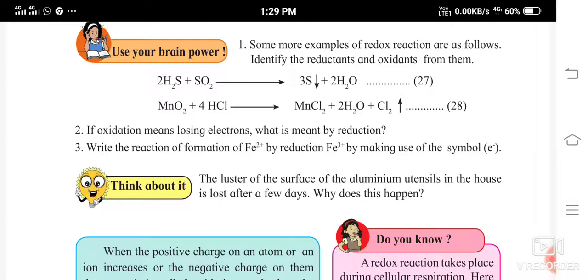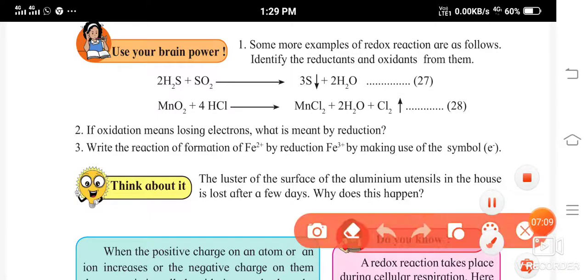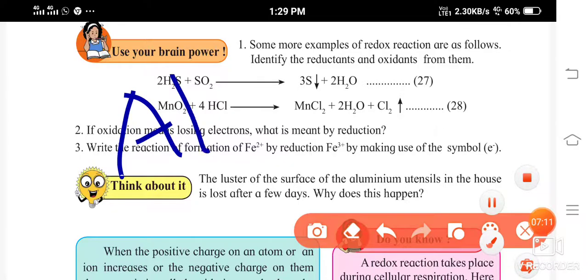The luster of the surface of the aluminium utensils in the house is lost after a few days. Why does this happen? Aluminium is silver colored and shines, but after some days a blackish colored layer slowly forms on it, and it loses its shine. So why do you think this happens?